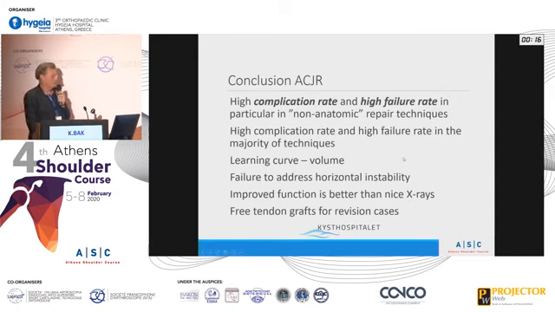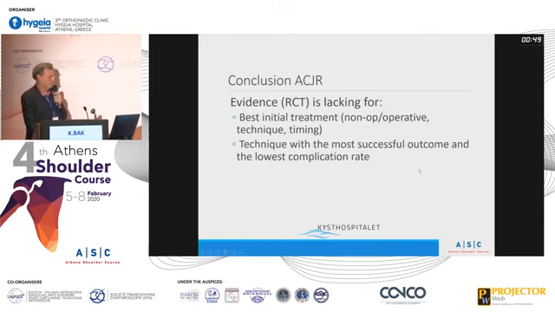So in conclusion about AC joint reconstruction, even if we are moving forward, the complication rate is high. There's a high failure rate, in particular in the non-anatomic repair techniques. I think it has something to do with the learning curve, and failure to address horizontal instability is a problem. We should have improved function for the patient, better than nice x-rays. And I think it hasn't been proved, but free tendon graft for revision cases.